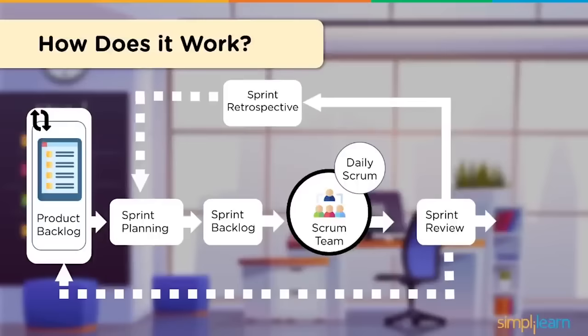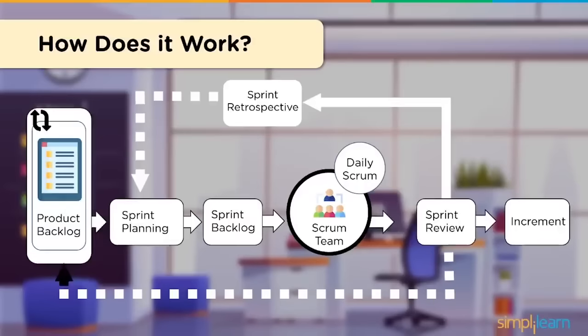They also have a sprint retrospective. Now, during this session, past mistakes, potential issues, and new ways to handle them are identified. Data from here is incorporated into the new sprint plan. The final step is increment. Here, a workable and usable output is provided to the stakeholders. So now that we know how Scrum works, let's have a look at Kanban.